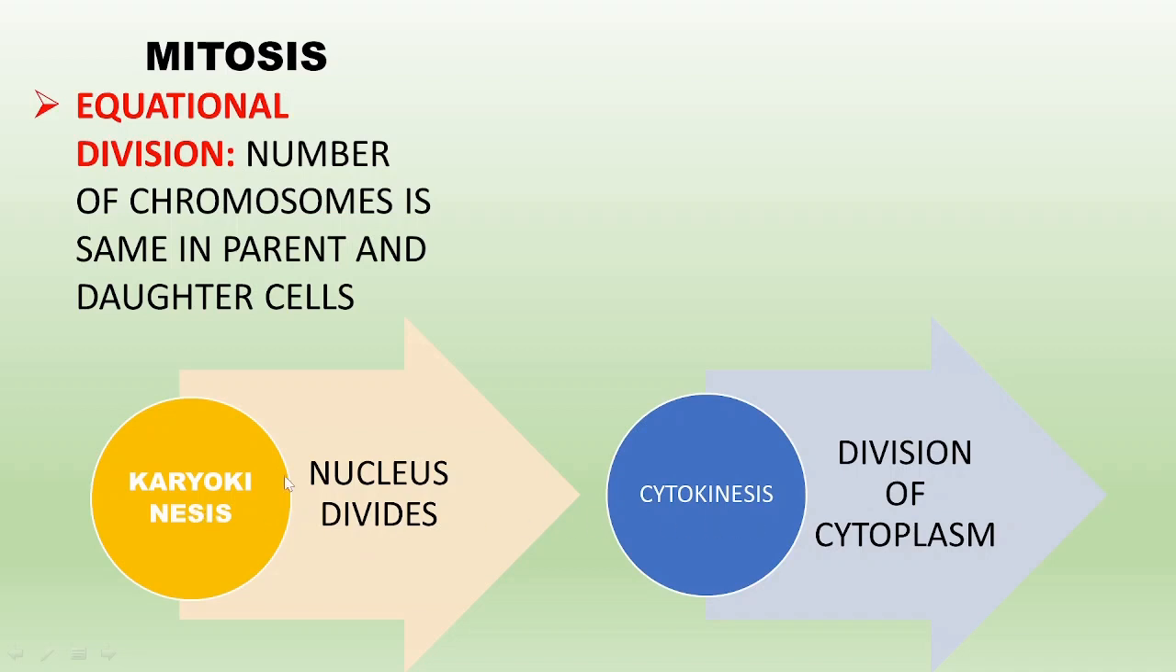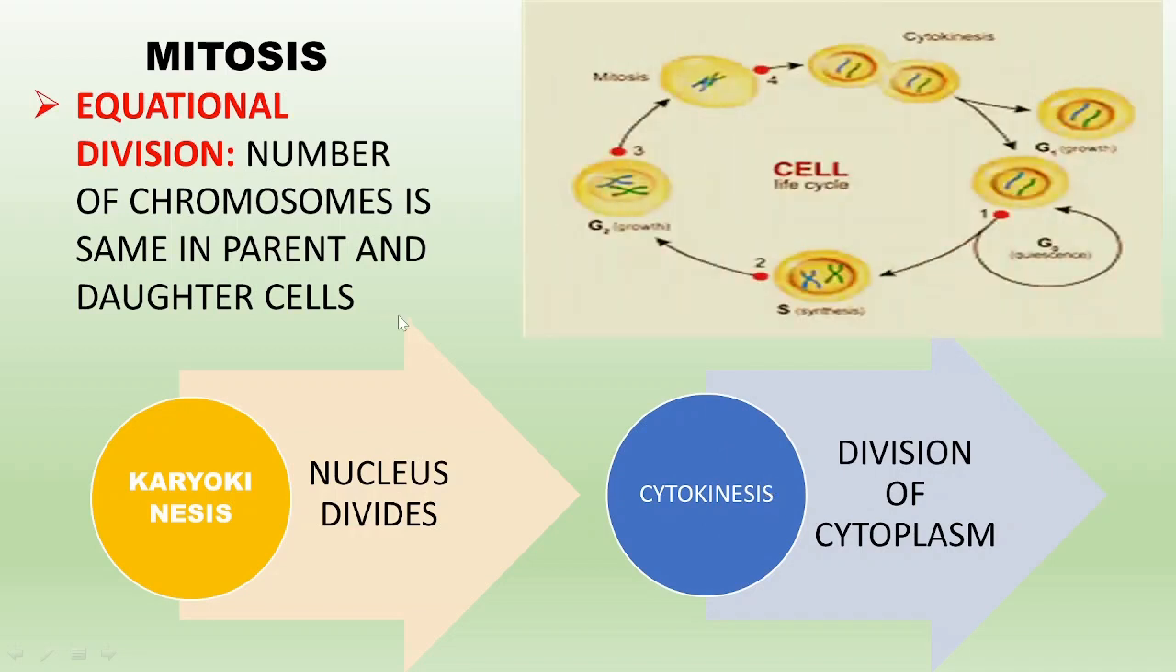In karyokinesis, what will happen? The nucleus will divide first. Only the nucleus will divide of the cell, and then it will be followed by the division of cytoplasm. Each part of the cytoplasm will enclose one nucleus out of the two. As the nucleus divides first, then after that it will be enclosed within the cytoplasm.